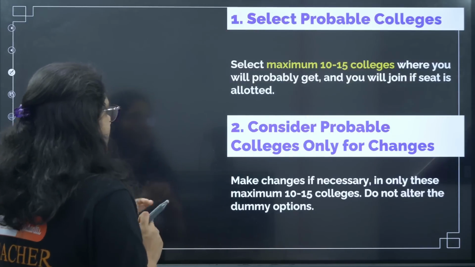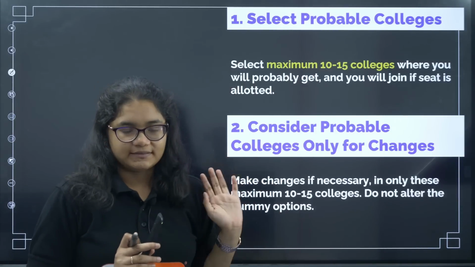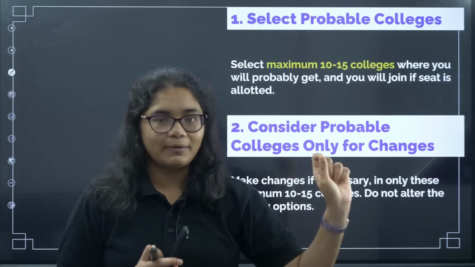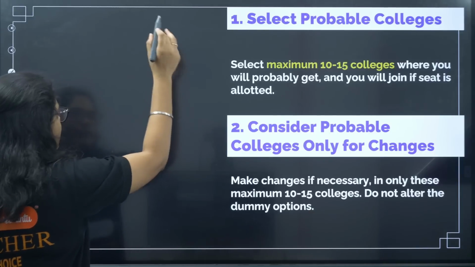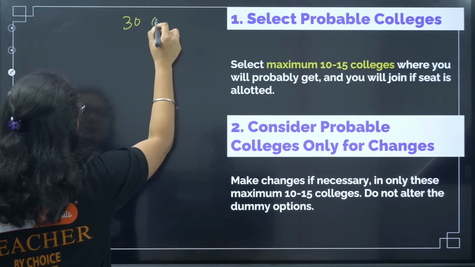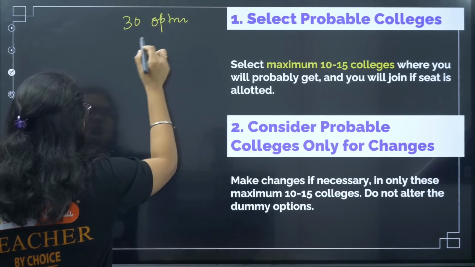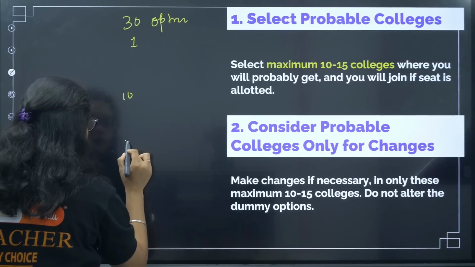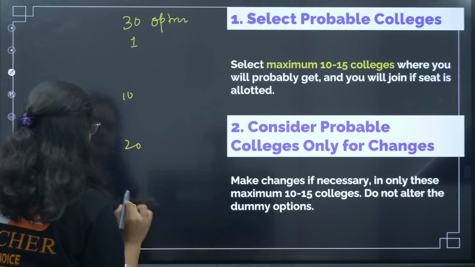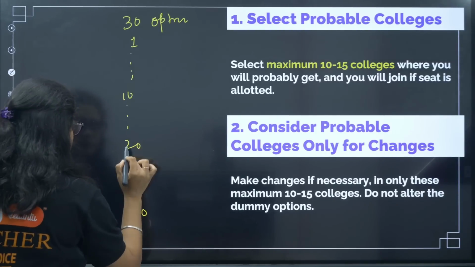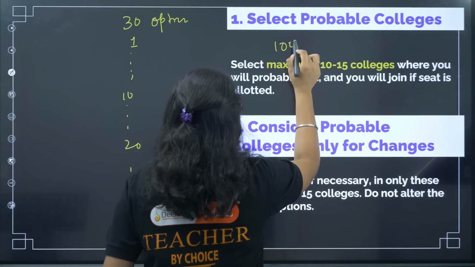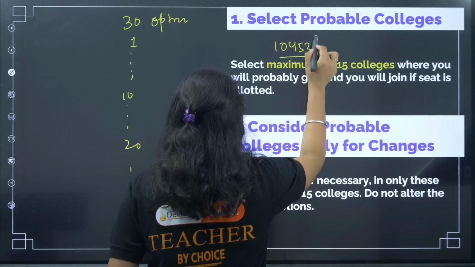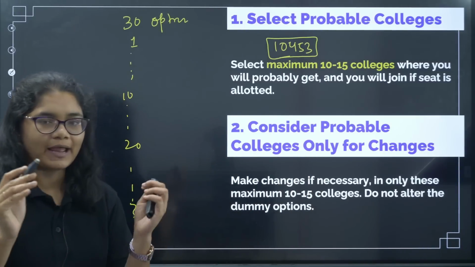First, select probable colleges. The first step here is to select probable colleges. So now I'll take one example. Suppose you have made an option entry of 30 options. So 1 to 10, 10 to 20, 20 to 30. Now let us guess that your rank is somewhere around 10,453. Let me take a random guess. Suppose your rank is this one.